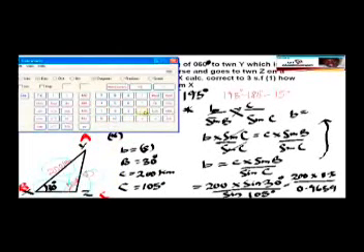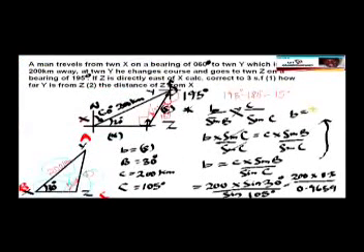200 times 0.5 divided by 0.9659, and that's equal to 103.53. So we have B is equal to 103.53.